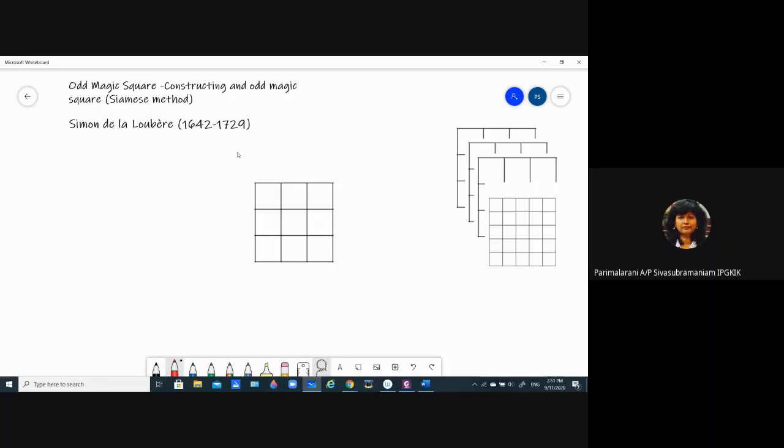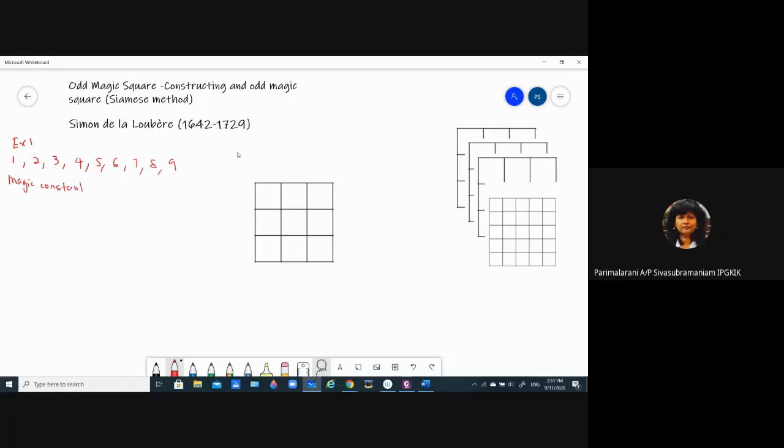Okay, first example, supposing we had numbers like this, 1, 2, 3, 4, 5, 6, 7, 8, and 9. Okay, so we have 9 numbers like this. So what is the magic constant for these numbers? 3.